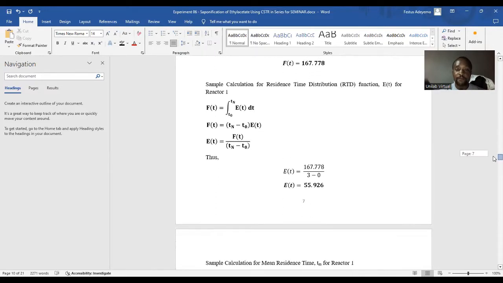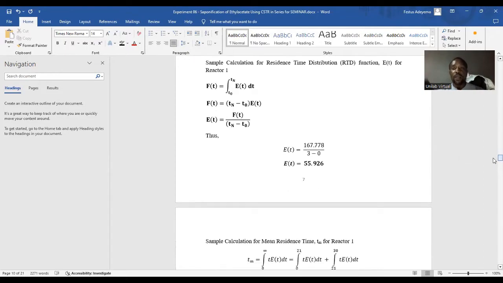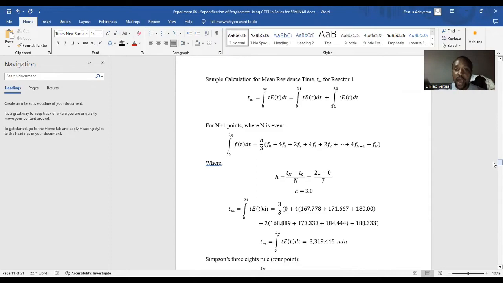Here, like we saw in the theoretical background, this expression helps us to determine the E of t, and then our E of t is 167.77 over 3 minus 0, which is 55.926.